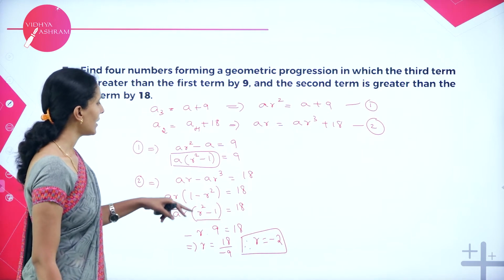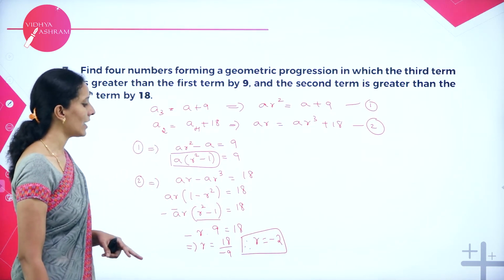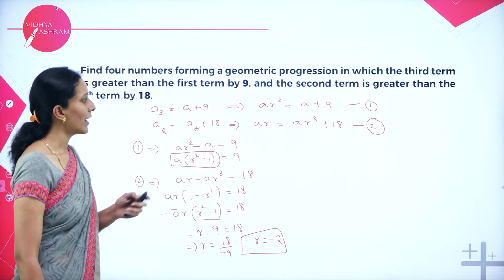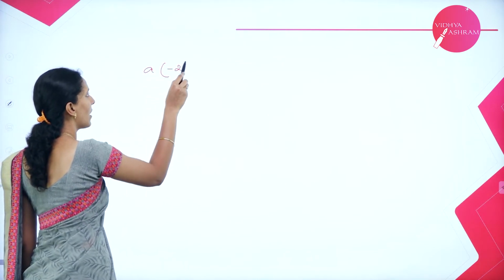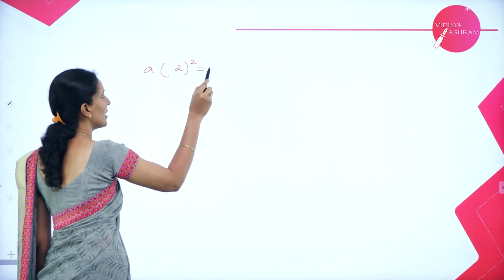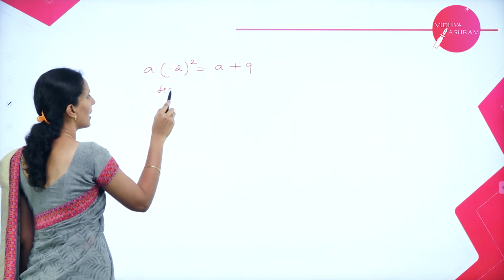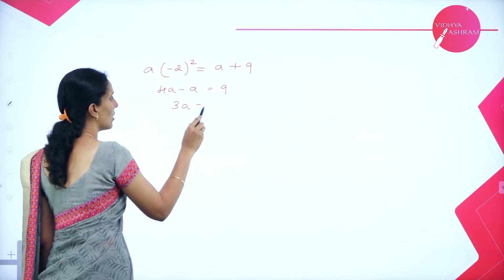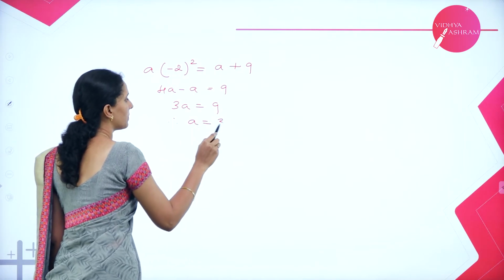Next I need to find the value of A. So substitute in any one of the equations R is equal to minus 2. Take the first equation. We have AR square, that is minus 2 whole square, is equal to A plus 9. So this is 4A minus A is equal to 9. 3A is equal to 9. Therefore, A is equal to 3.